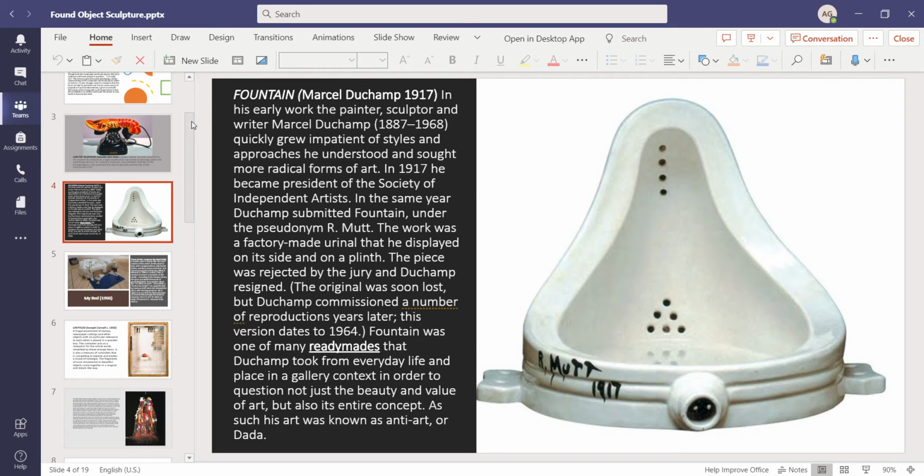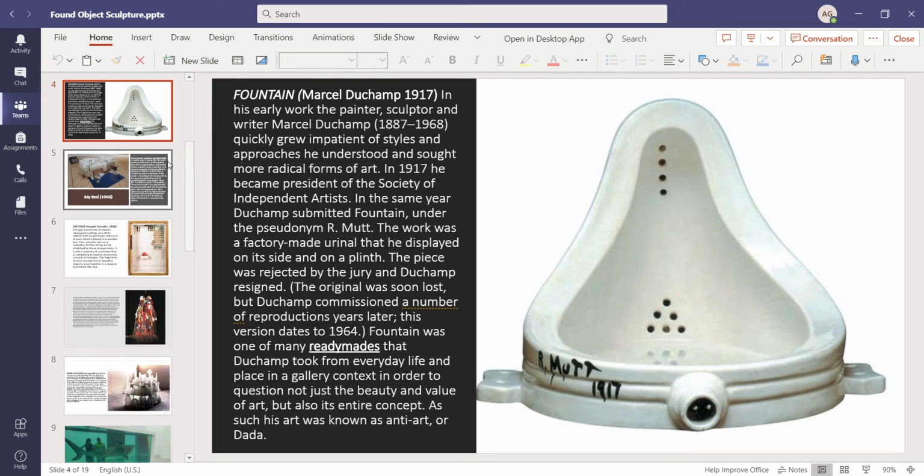but it became really popular, and the fountain was one of the many ready-mades, which we'll talk about that word again later on, that Duchamp took from everyday life and put in a gallery context because he wanted to question not just the beauty and value of art, but also its entire concept, its entire existence. What is art? This art is known as anti-art or Dada. So if you hear Dadaism or Dadaist, they're talking about anti-art. So it basically means art that challenges the general understanding of what art is.